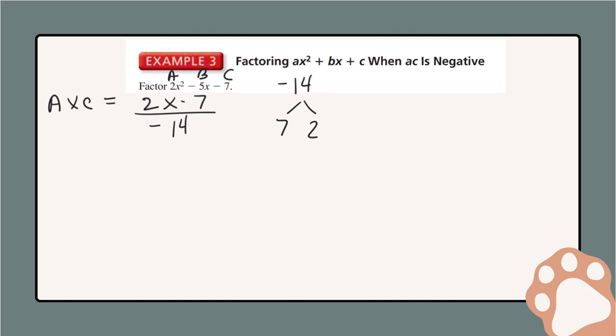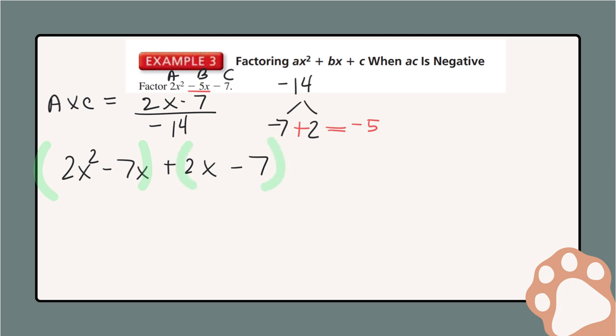But which one will be positive and which one will be negative? If I have negative 7 plus 2, I'm going to get negative 5, and that's exactly what B is. So rewrite my equation. I'm going to have 2x squared minus 7x plus 2x minus 7. We're going to separate the binomials: 2x squared minus 7x and 2x minus 7.